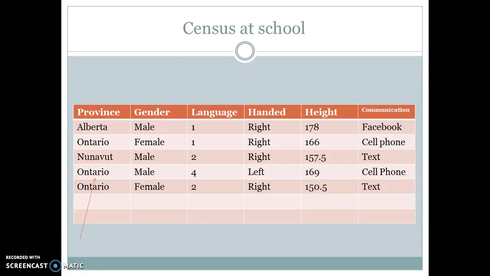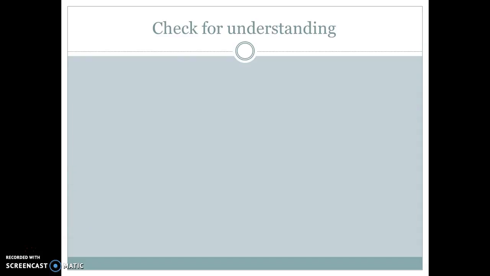And then what if I asked you to describe that individual right there? Well, I would say that is a male who is from Ontario. He speaks the language that I have designated as number 4. He is left-handed, 169 centimeters tall, and he likes for me to communicate with him through his cell phone. Okay, so from a two-way table here, we can decipher all those things about that one particular student. So you're going to have to know how to read two-way tables.